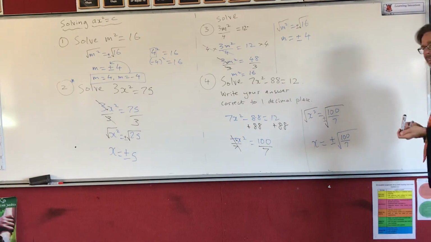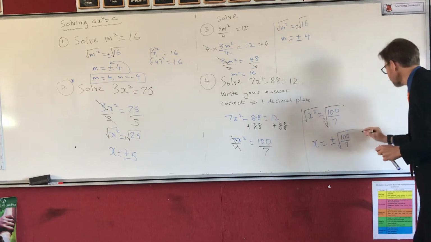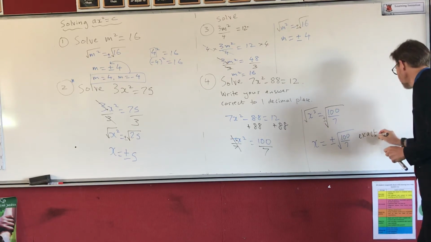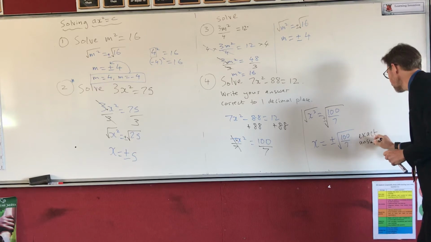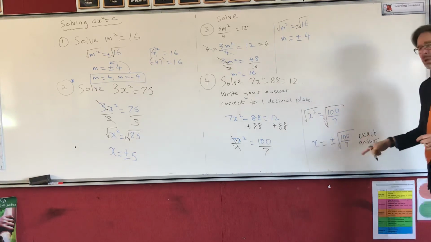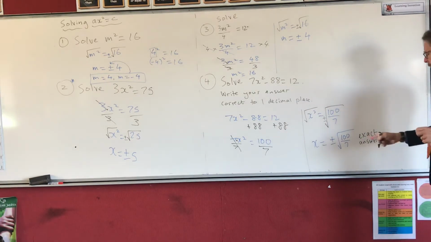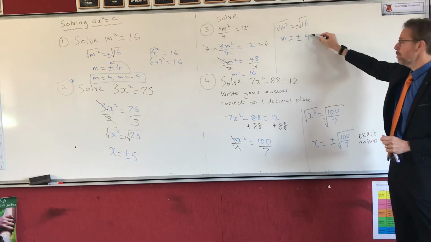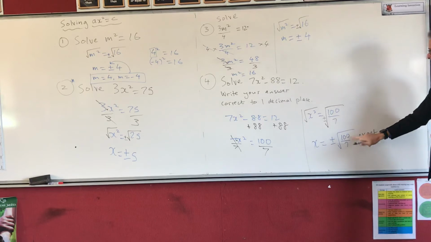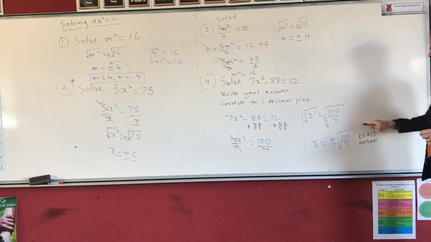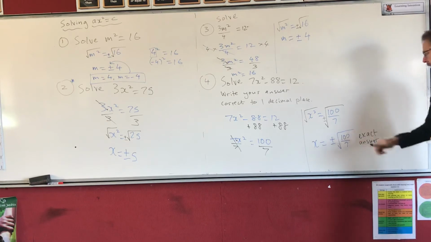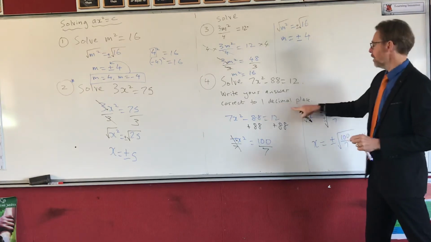Now, that's the exact answer. So any time they ask you for the exact answer, you leave the square root on top, unless it simplifies to a whole number. Here I wouldn't leave the square root on top because it simplifies to a whole number. But if that doesn't simplify to a whole number, that square root then, and they want the exact answer, you would just leave it like that. But in this question they say write to one decimal place.